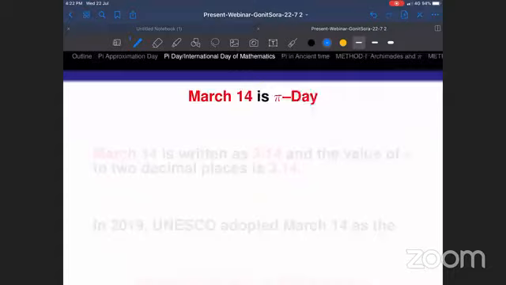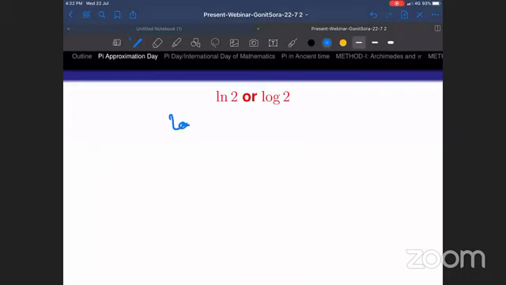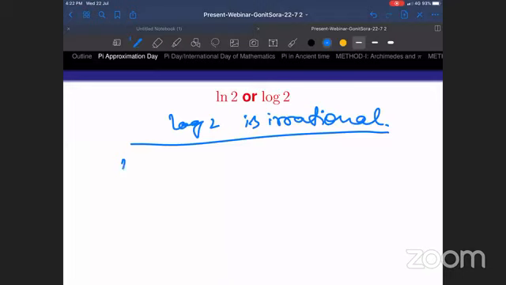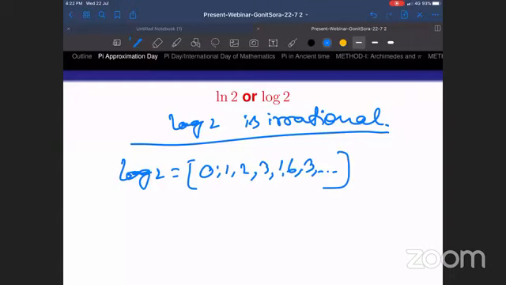Okay. So log 2, you can prove that log 2 is irrational. Log 2 is also irrational. This can be proved quite easily. And what is the simple continued fraction expansion of log 2? This is in fact 0; the first integral part is 0, then 1, 2, 3, 1, 6, 3, etc. So therefore there are convergents of log 2, and these are actually 0, 2/3, 7/10, and 9/13, etc.